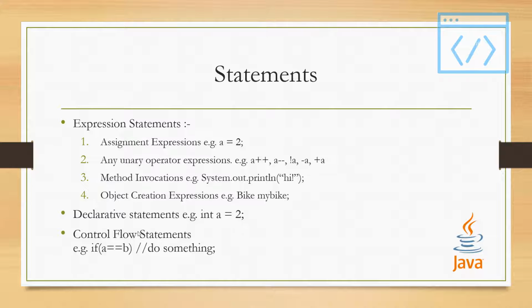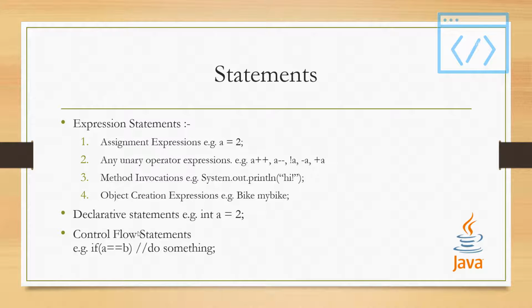And the last is object creation. We haven't gotten to this part yet, but think about it like when we create primitives and we say int a, the same way for objects we can create our own object called bike, as you've seen in the previous slides when we were discussing objects versus classes. And then we can call that bike my bike. And that is an object creation expression. So that is also a statement.